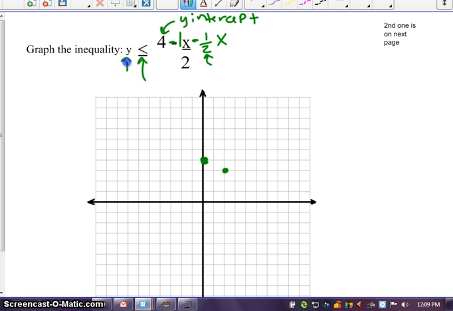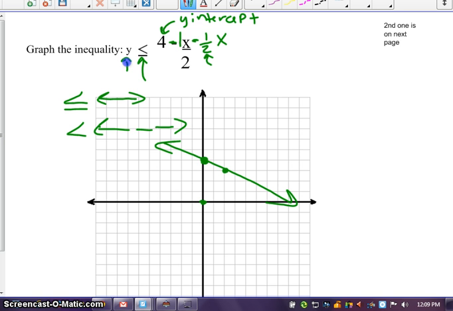Now, with inequalities, we have to look and see if it's going to be a solid or a dotted line. Remember, if we have an equal to sign, it's going to be a solid line, and if we have a less than sign, it's going to be a dotted line. Well, we have an equal to sign, so we're going to just draw a solid line. Okay? Then we have to determine where we're going to shade.